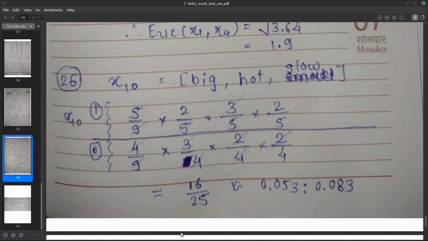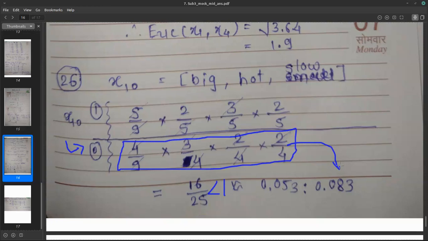So see, if this ratio is less than one, that means the probability, or you can say the answer of the denominator, would be greater than this. The answer of this would be 0.083, and the answer of the numerator would be 0.053. So whichever has the higher probability, this one only, right? And it is clear here from the 16 to 25 ratio. So it is actually Class 0.